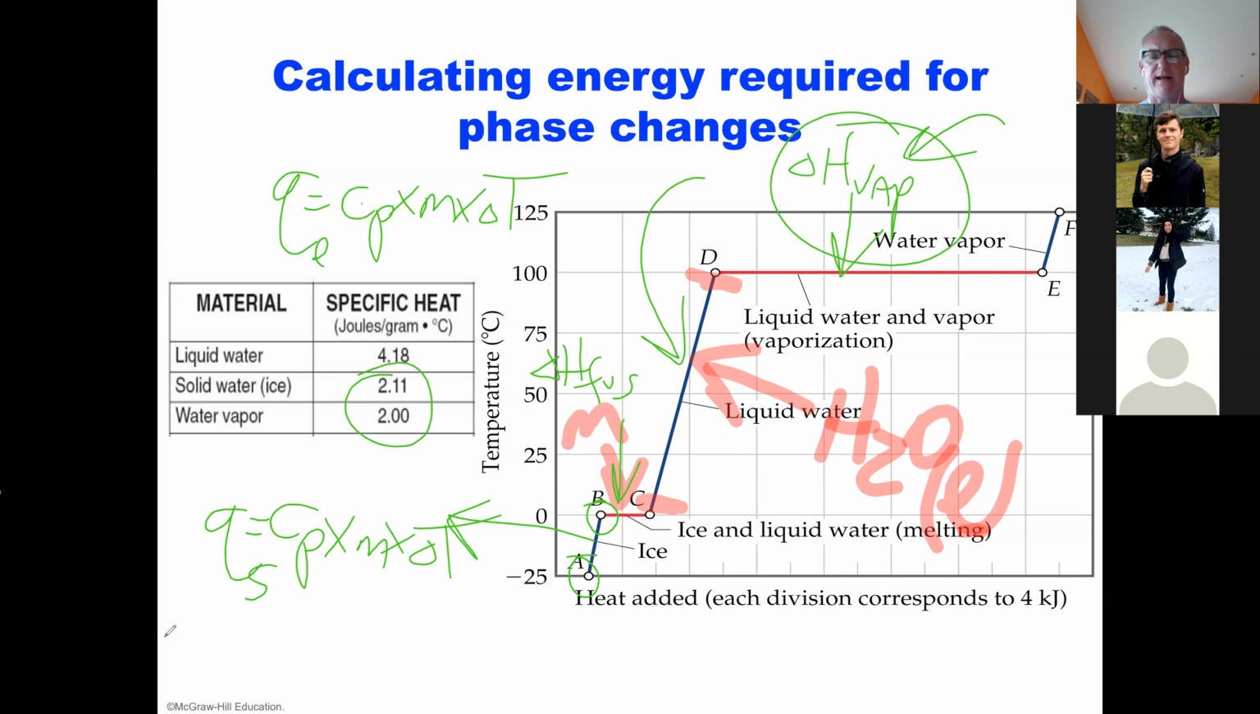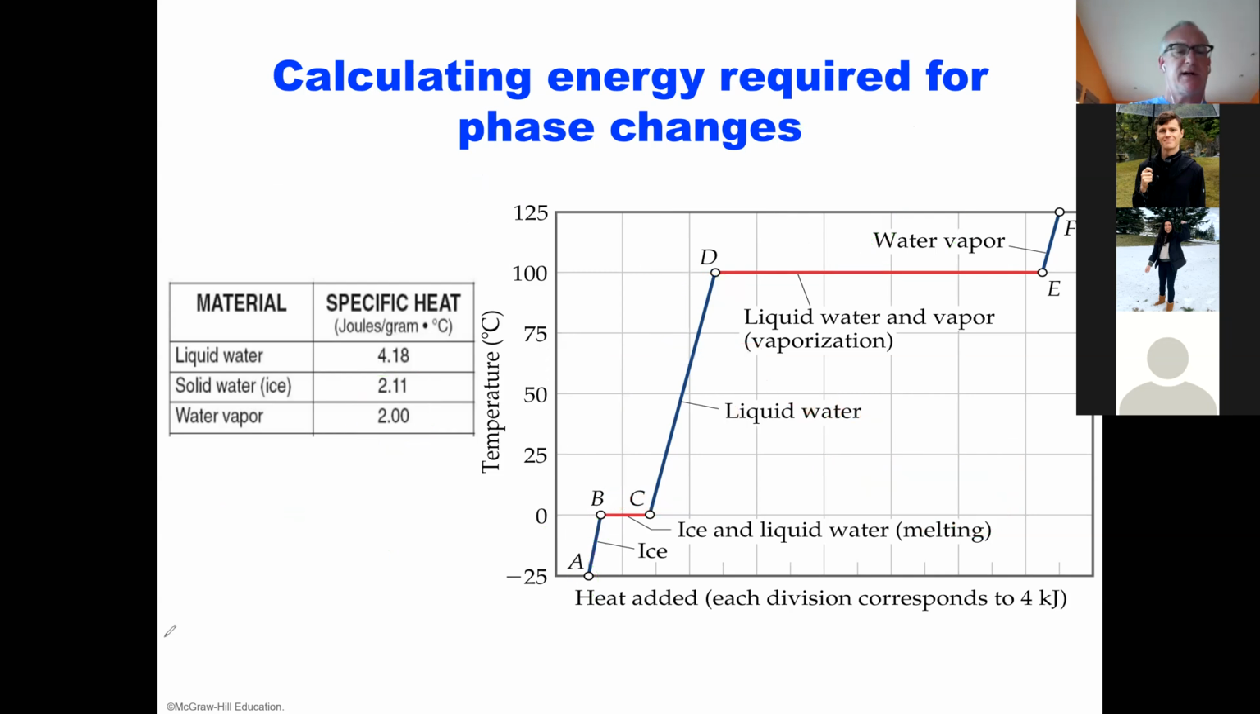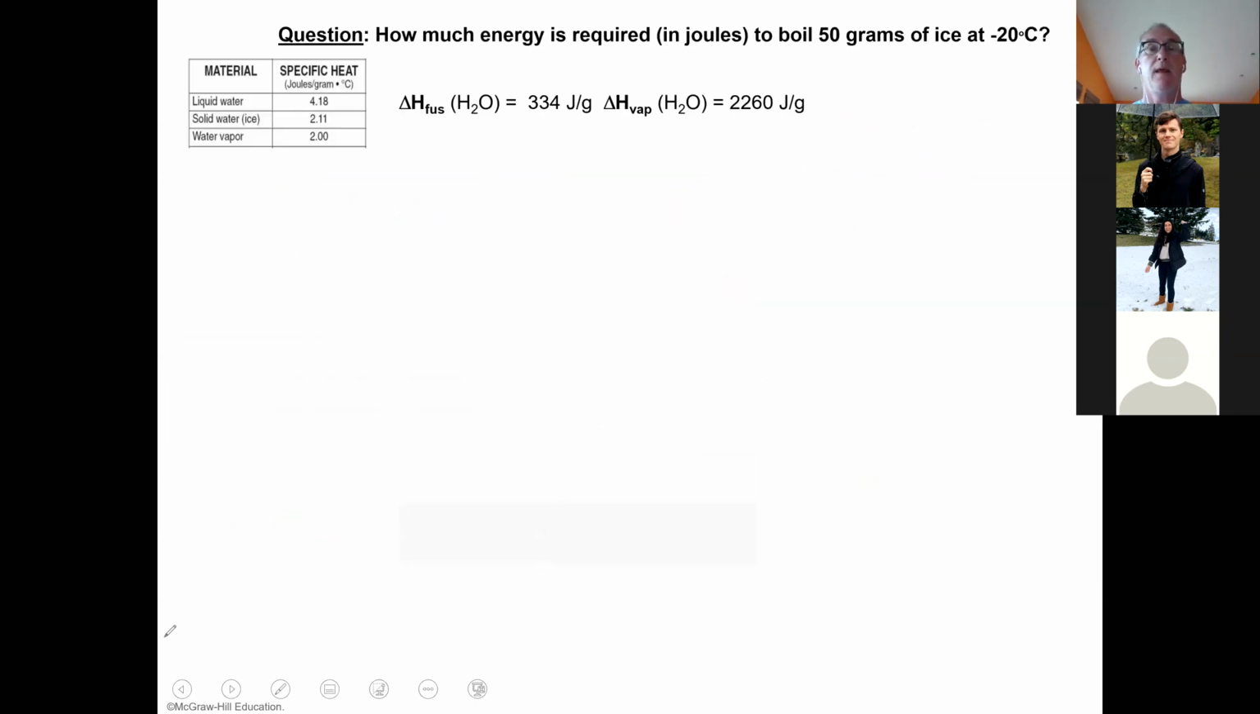So if we were to calculate something like this, we have to break down each one into different stages. So I was just going to take you through that because there may be a question on a test in your future. Not saying there is, just saying there might be. There might be a question like this. So, how much energy is required to boil 50 grams of ice that you take out of the freezer that was at minus 20? Generally, the temperature in your freezer is around minus 20 degrees C.